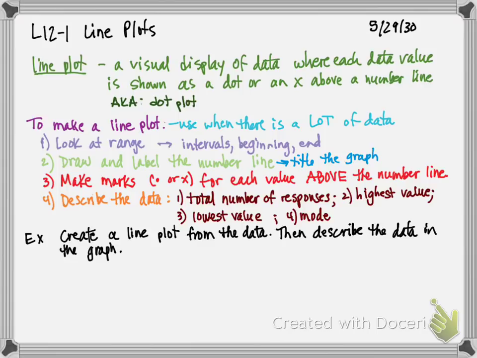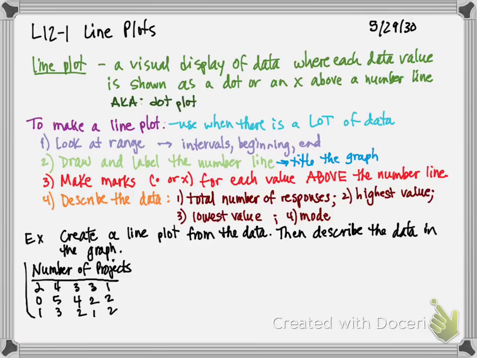So let's go back to a problem at hand. So we have a number of projects. So we've got 2, 4, 3, 3, 1, 0, 5, 4, 2, 2, 1, 3, 2, 1, 2. So here's our table of values.